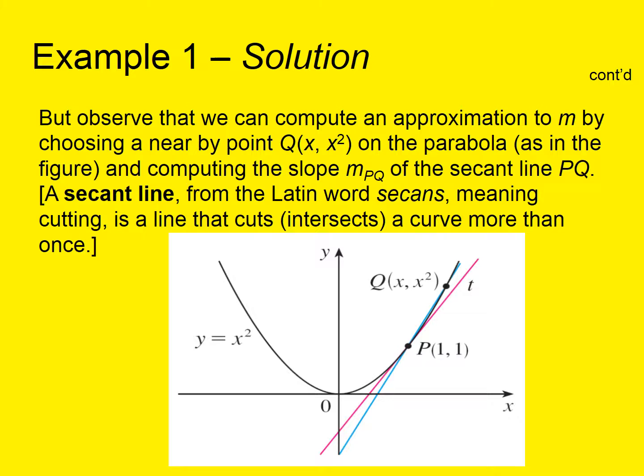But observe that we can compute an approximation to m, the slope of, in this case, the pink line, by choosing a point nearby, point Q, which is going to be the point (x, x squared) on the parabola, as in the figure, and computing the slope of line PQ, of the secant line. A secant line, from the Latin word secans, meaning cutting, is a line that cuts or intersects a curve in more than one point.